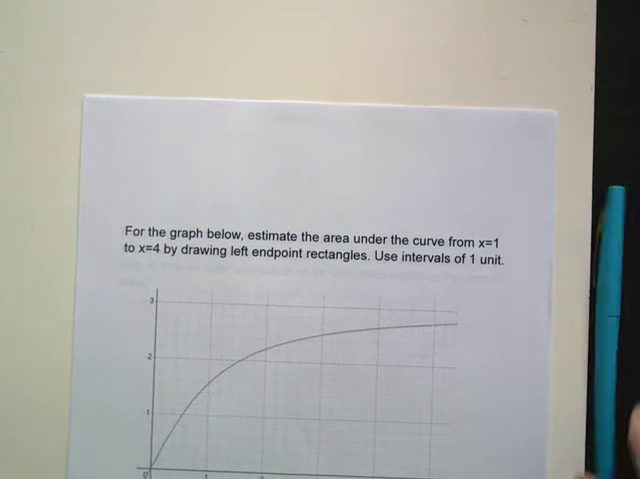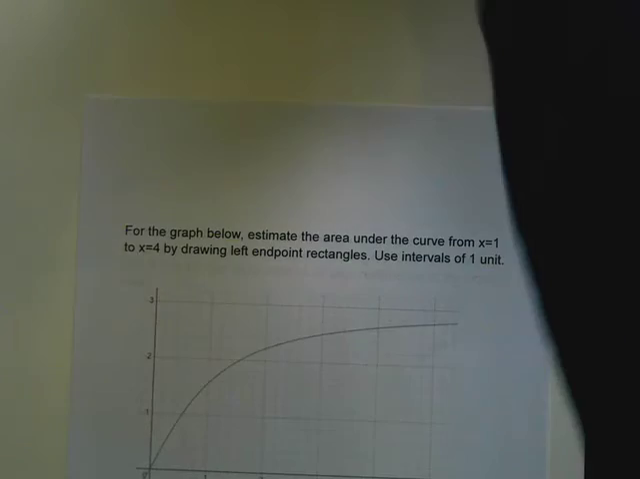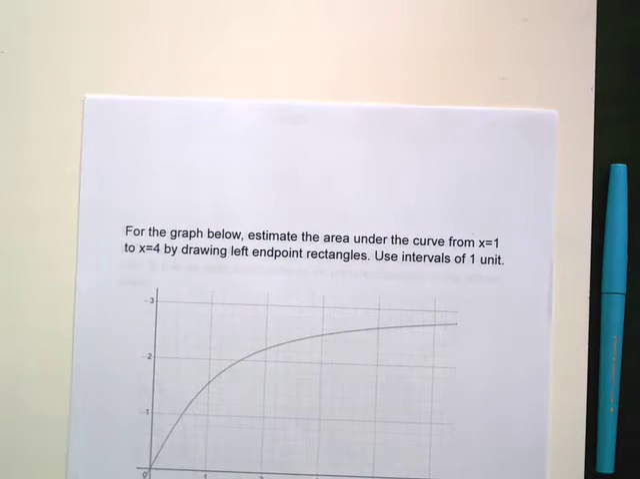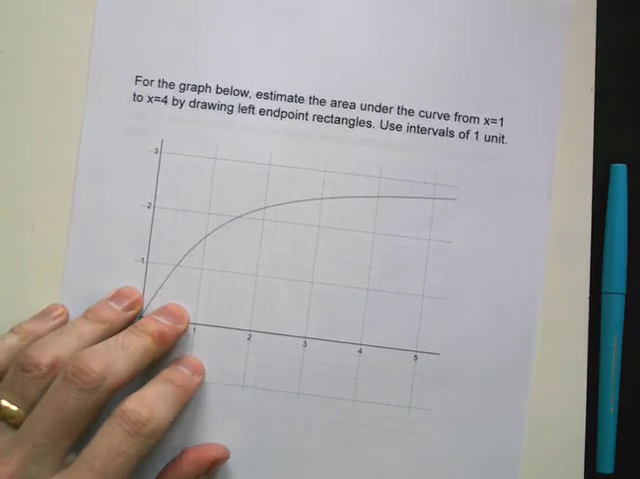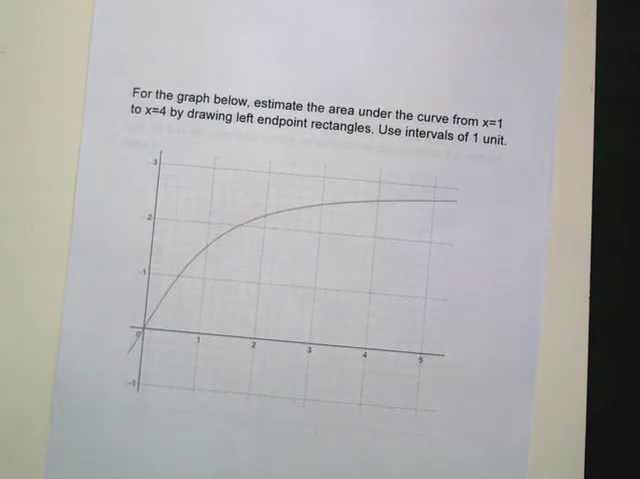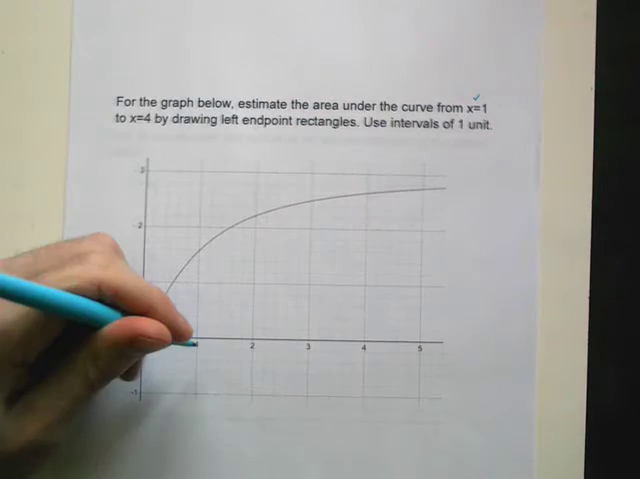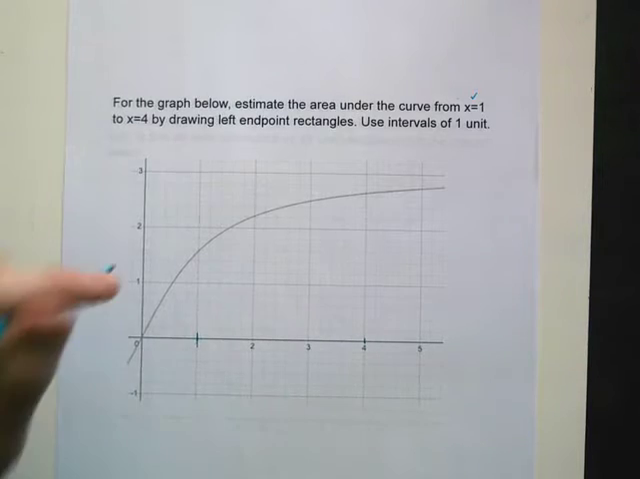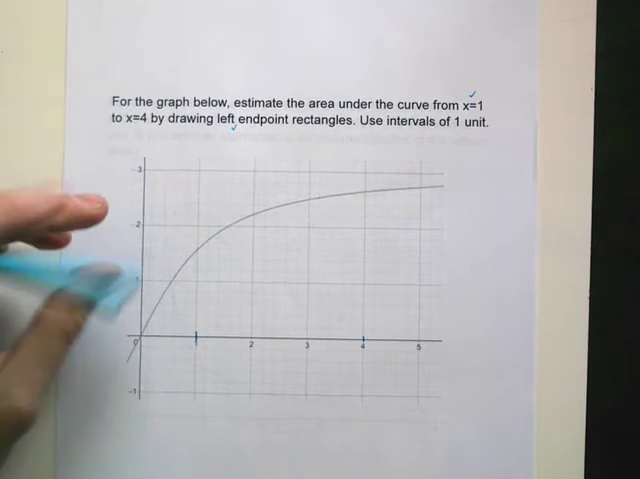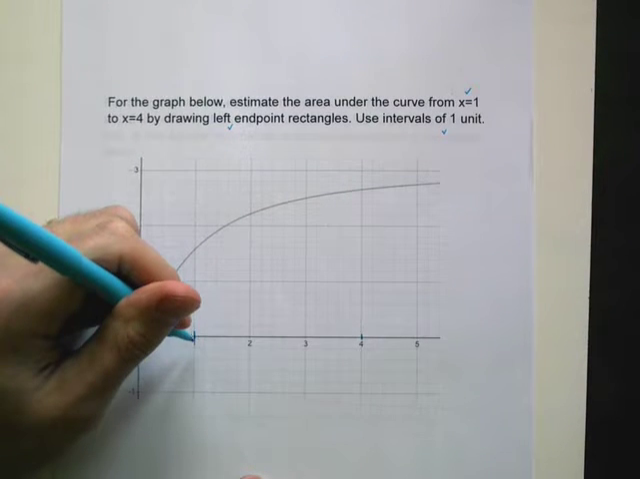All right, let's try another one. This one should be a little bit shorter, and this one's going to be left endpoint rectangles. So let's look at those important pieces of information. We have our limits from 1 to 4, so I'm going to put a mark there and a mark there. Left endpoint rectangles, that's important, and intervals of 1 unit. So every 1 unit, we're going to make a rectangle.